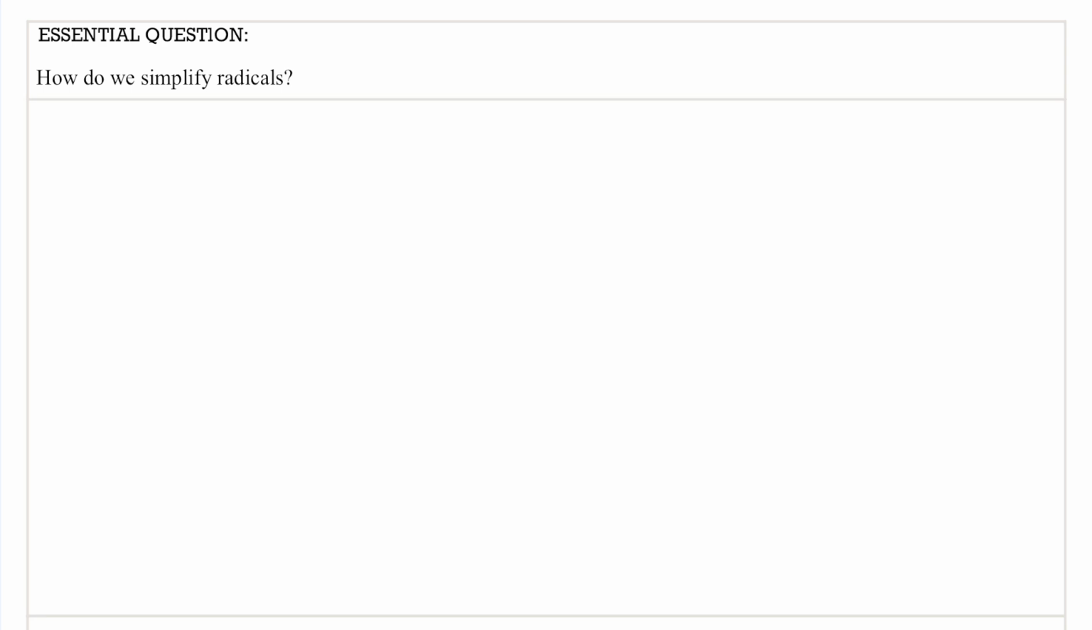Simplifying radicals is one of those topics that is very important since most higher level math classes will require you to keep your answers in simplest radical form. And it's one of those topics that a lot of students struggle with because they just want to type it into a calculator and write the decimal.